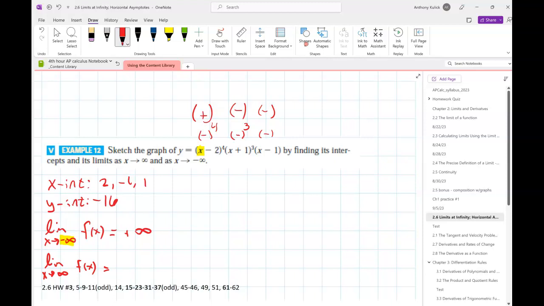Does everybody feel okay there? Let's do the same thing now if I'm plugging in a positive gigantic number. Positive infinity for the first one. Okay, so I have a positive for the first one, positive for the second one, and positive. So it should be going to positive infinity.